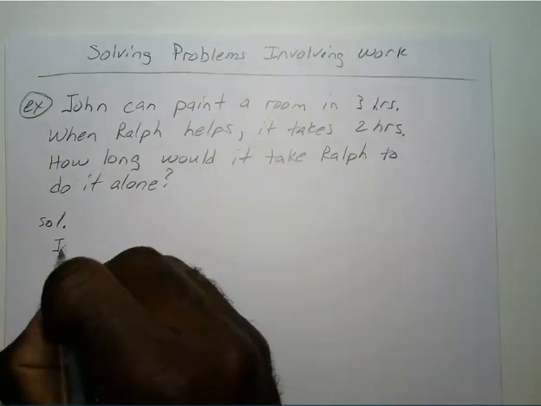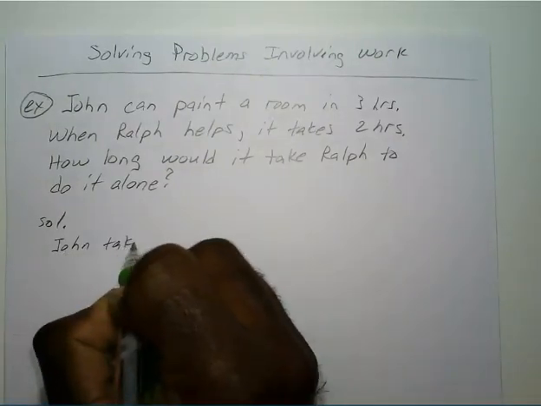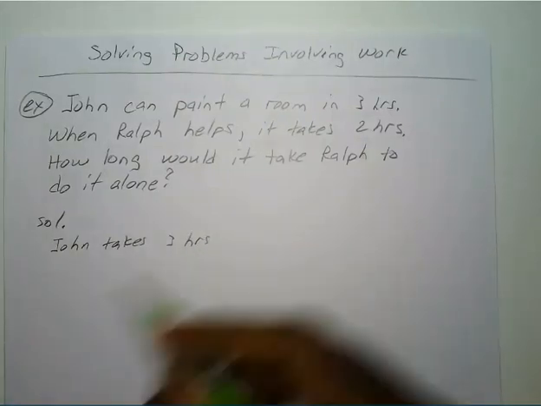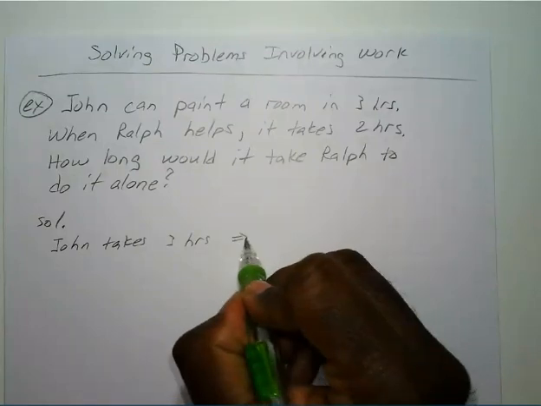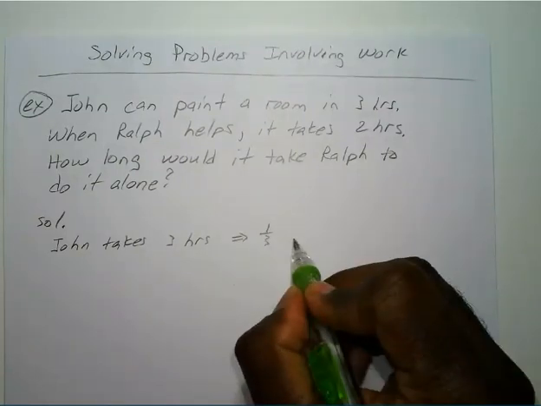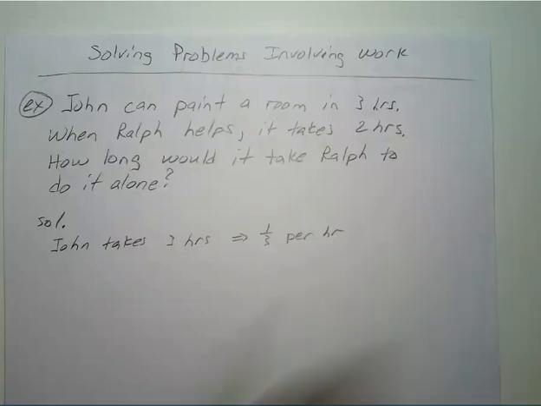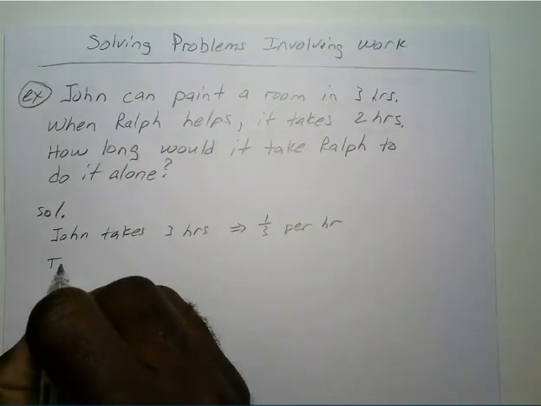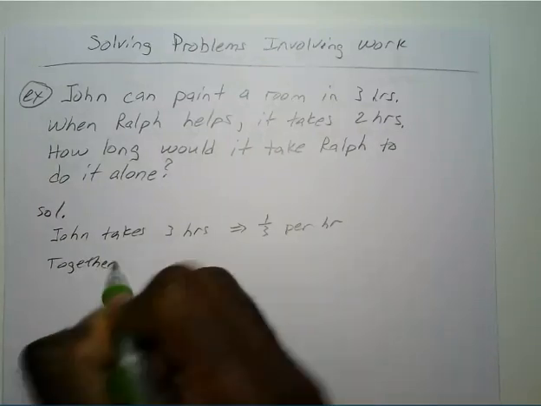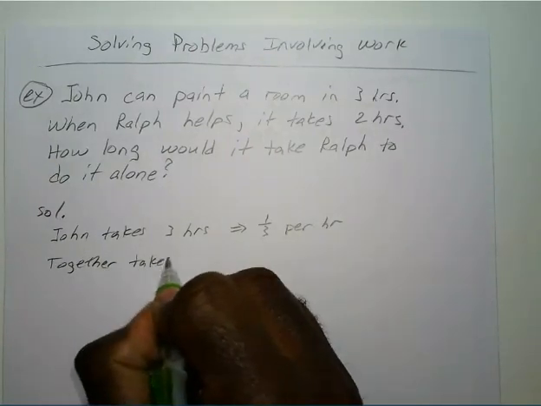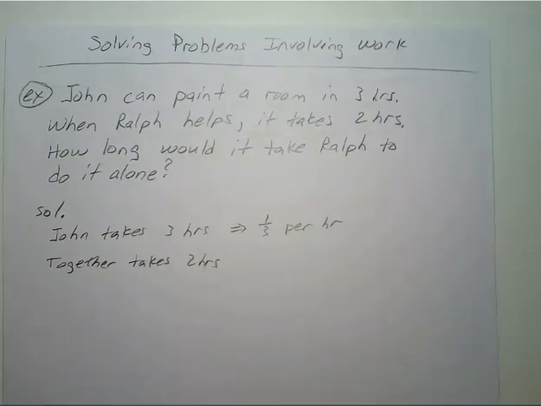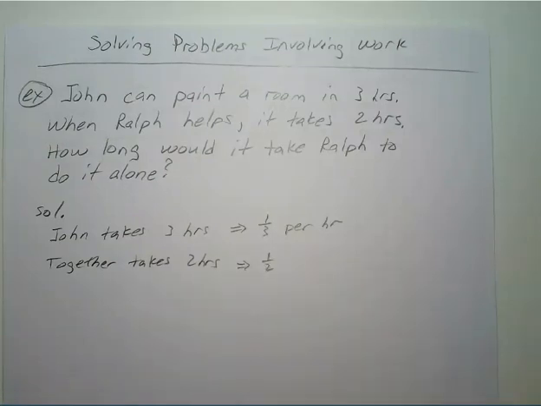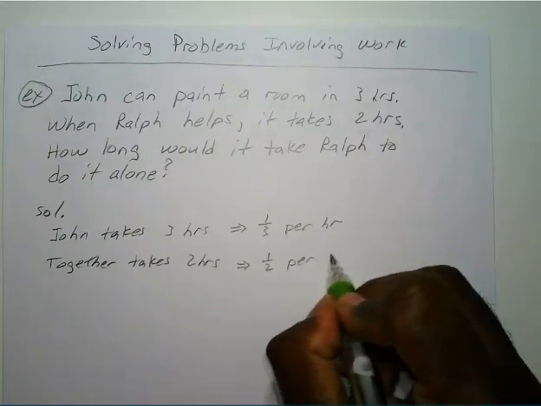Okay, so we know that John takes 3 hours. So if it takes him 3 hours to paint the room, that means that's 1/3 of the room per hour. And we know that together it takes them 2 hours. So that means they do 1/2 of the room per hour together.